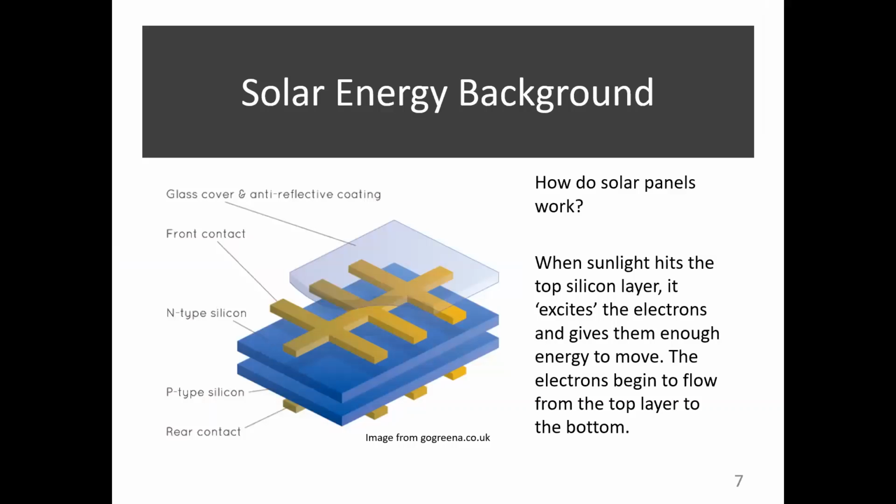Solar energy background. So when the sunlight hits the top silicon layer, which we can see here is the N-type silicon, it excites the electrons and gives them enough energy to move. The electrons begin to flow from the top to the bottom layer, which is the P-type silicon layer. And as we know, when a bunch of electrons start moving in the same direction, this generates electricity. Then the electricity will be going through the house.